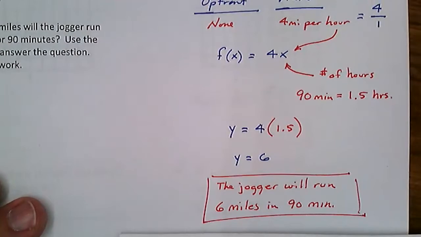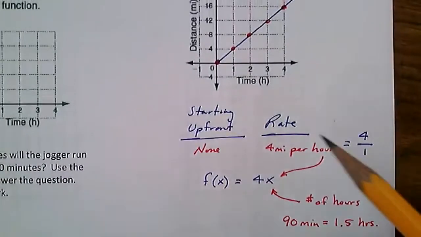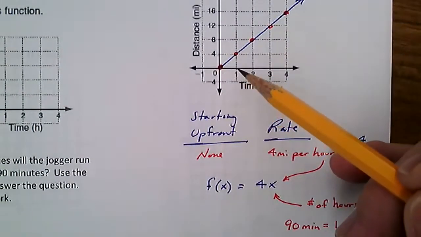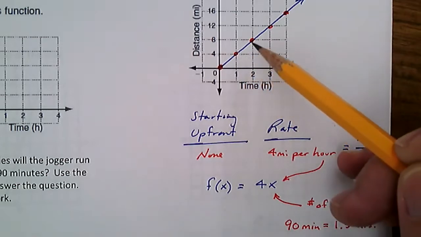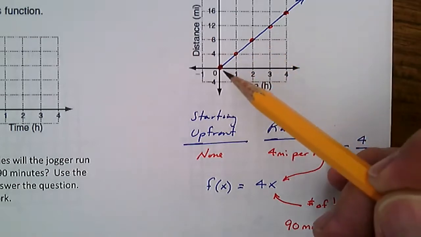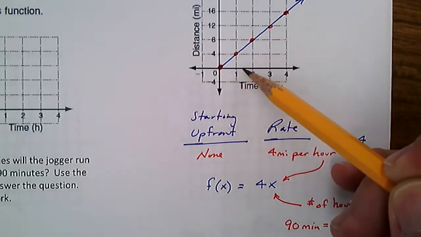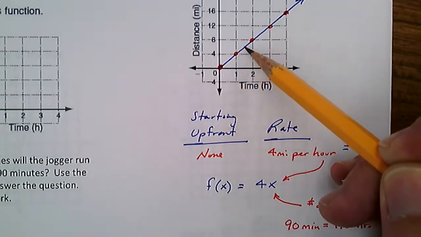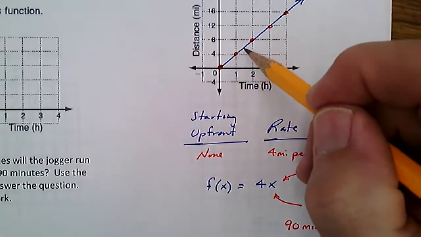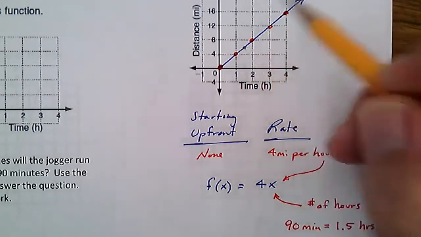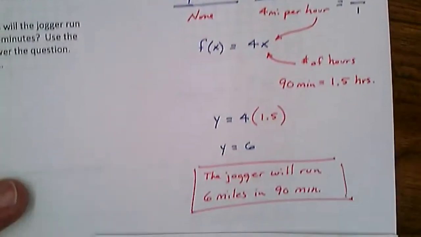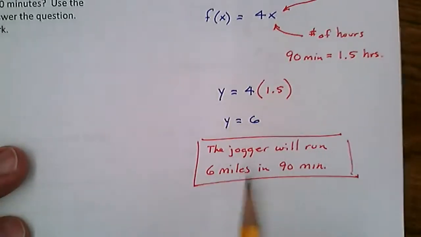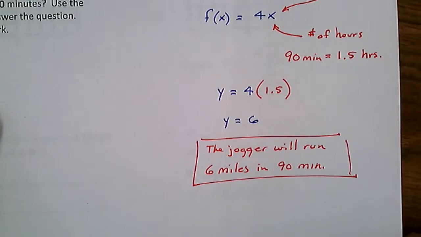Now, does this make sense? Let's go back and look at our graph. We said that in 1 hour, he would run 4. In 2 hours, he'd run 8. Well, what about an hour and a half? If I go up, it looks like right there is probably 6. So it does make sense. So we know that the jogger will run 6 miles in 90 minutes.